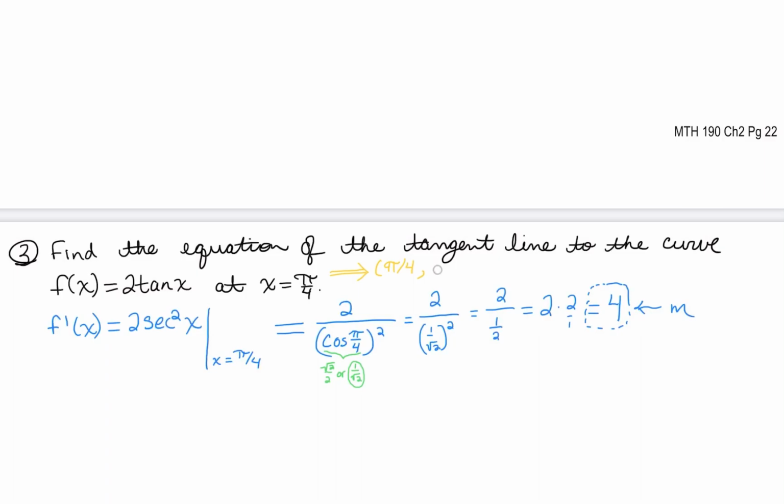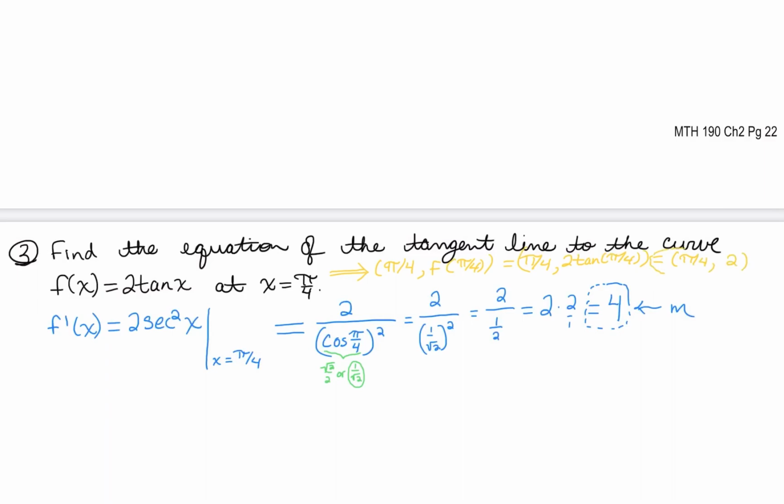And so that always means that we are subbing this back into the original function, f, in order to get the y coordinates. So we have our pi over 4, that's my x coordinate, and then 2 times the tangent at pi over 4. Well, sine and cosine are both root 2 over 2. They're the same at tangent, so that sine over cosine of pi over 4 is just going to be 1. Tangent pi over 4 is 1. So we're going to end up with our ordered pair here being pi over 4, 2.